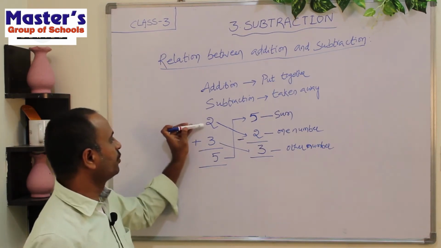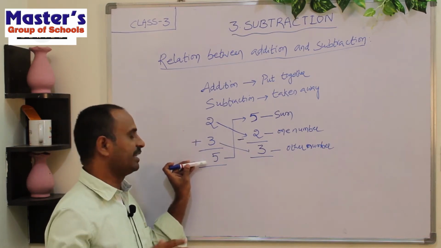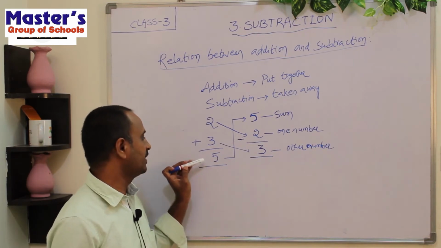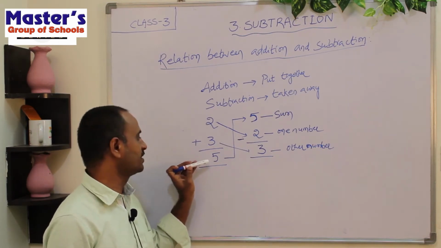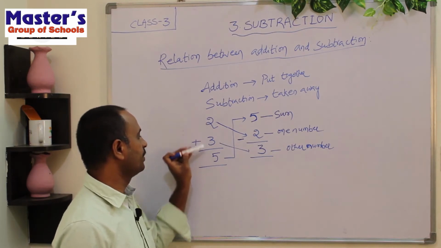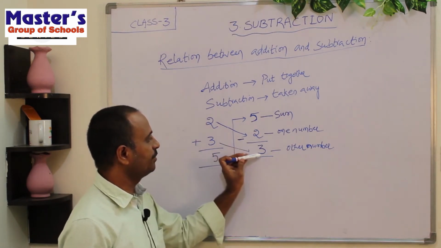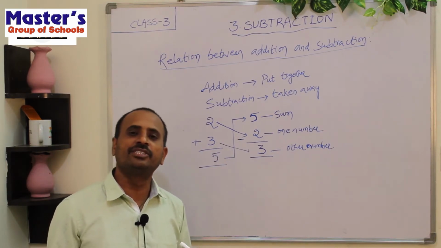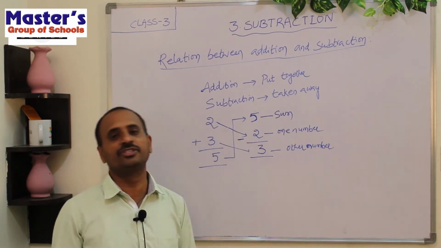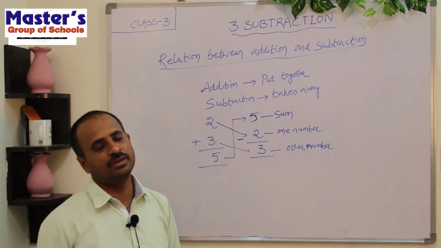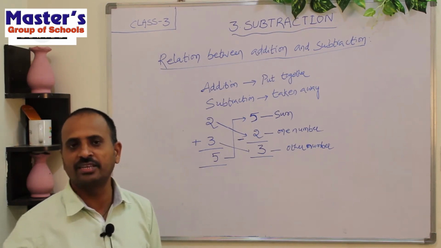Here the sum of 2 and 3 is 5, and we can check whether our sum is correct or not. How can we check? If we subtract any number from 5, we will get the other number 3. So the answer is correct. In this way, we can check our subtraction by using addition, and we can check our addition with the help of subtraction. So let us see an example.